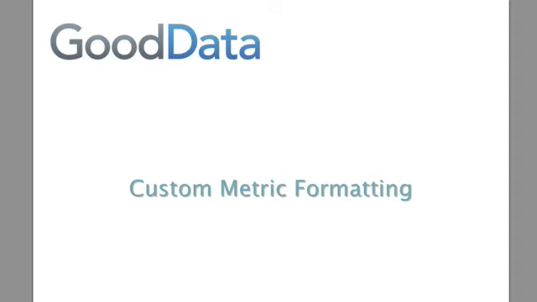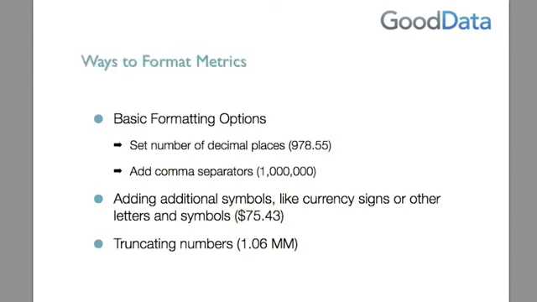Hi everyone. Today I'm going to show you the custom metric formatting feature in GoodData. This feature allows you to control how your numbers appear inside your table reports. This will cover everything from adding or removing decimal places, currency symbols, additional text, and even colors and background colors. For those of you familiar with Excel, you'll see that formatting your numbers in GoodData is really similar.